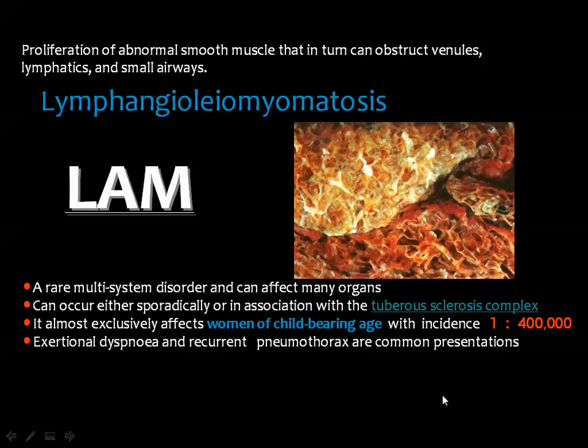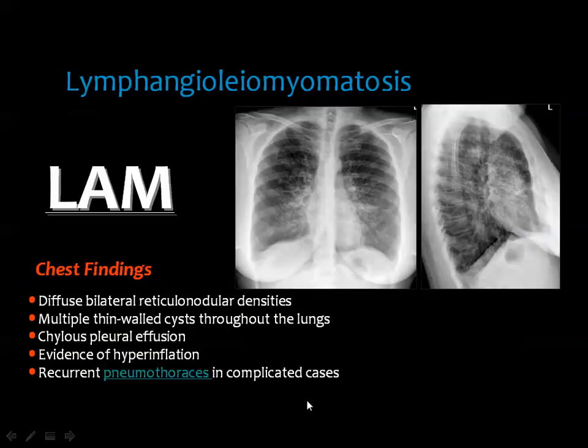Well, first the histiocytosis, then the lymphangioleiomyomatosis, a disease which results in a proliferation of abnormal smooth muscles, which will obstruct the veins, the lymphatics, and the airways. This is a rare multi-system disease, affects many organs in the body, and sometimes it occurs in association with tuberous sclerosis. The disease commonly affects young women of childbearing age. The patient may present with dyspnea or recurrent pneumothorax. These are the two common presentations.